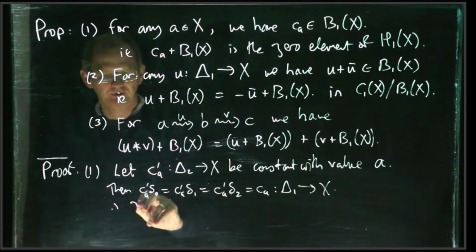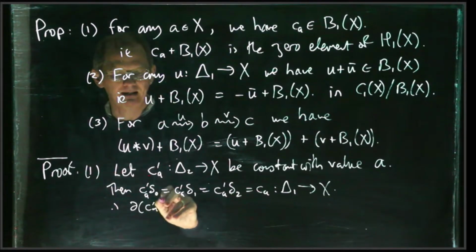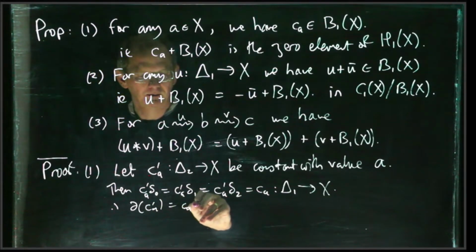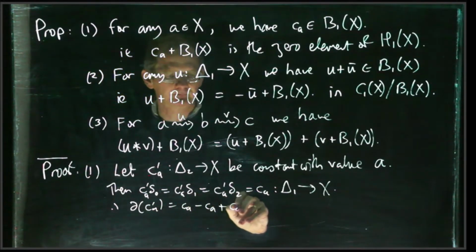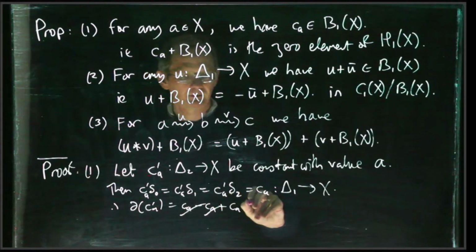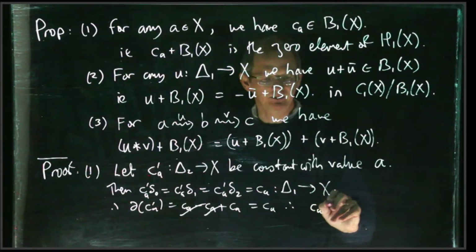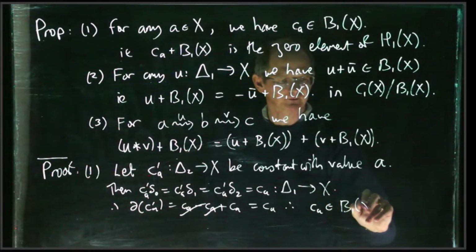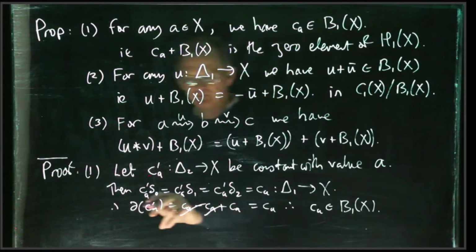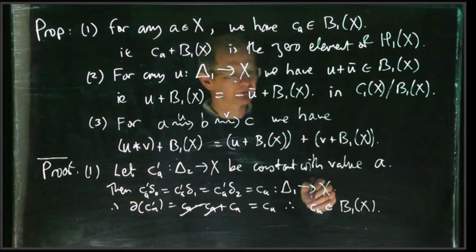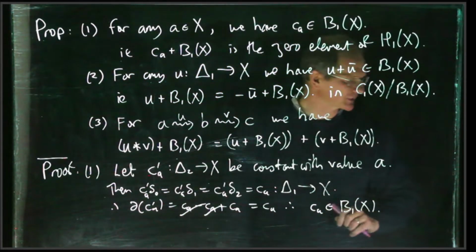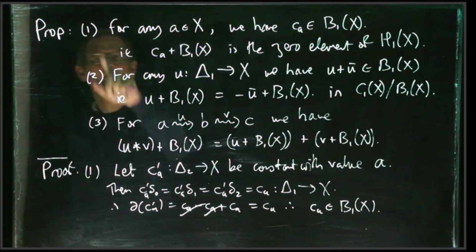So that means that if we take the boundary of C prime A, we get CA minus CA plus CA, which is CA, and that means that CA is in the group of boundaries. CA is d of something, it's in the image of d, which is by definition equal to B1X. So that proves our first claim.